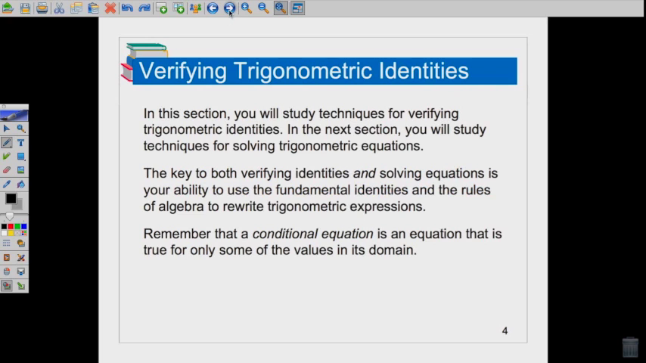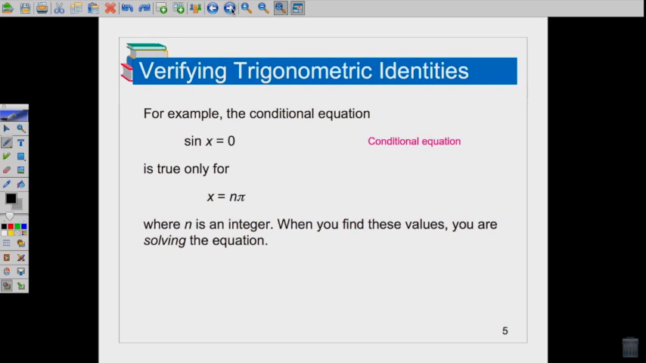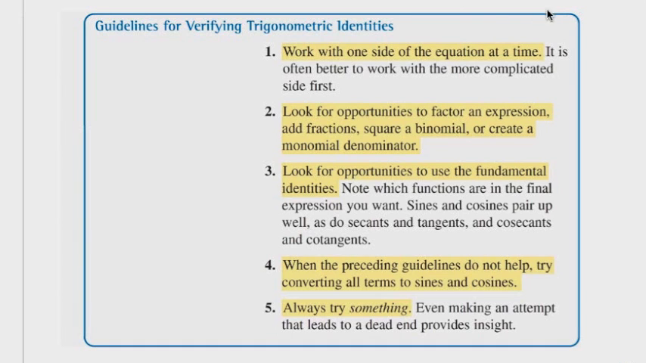Alrighty, so here's what we are going to do. I'm going to skip through all of this stuff because it's not important. We just have some guidelines for how we're going to go about doing this. Each side of the equation obviously is an expression, so we're going to be using the tools that we did in the last section to work with one side of the equation at a time. Don't bite off more than you can chew, trying to mix and match both sides to make them look the same. We want to look for opportunities to factor an expression, add fractions, square binomials, create monomial denominators. We want to look for opportunities to use the fundamental identities. That is key. Constantly looking for ideas and opportunities.